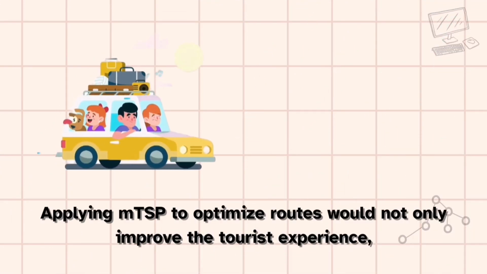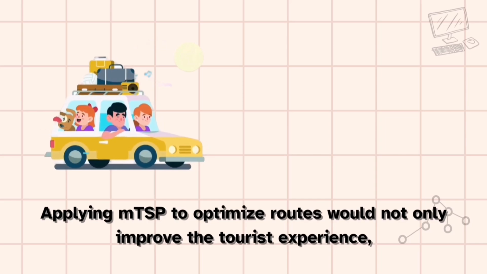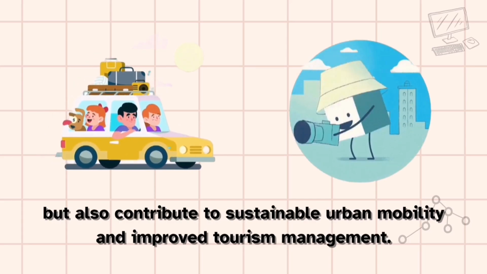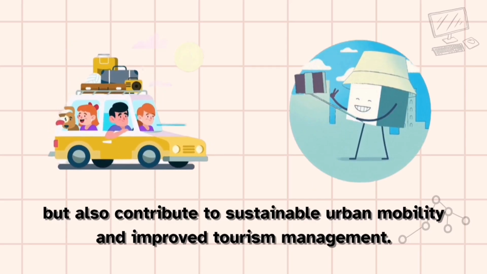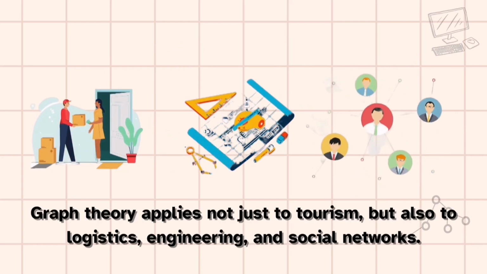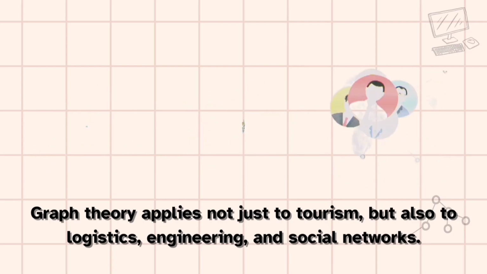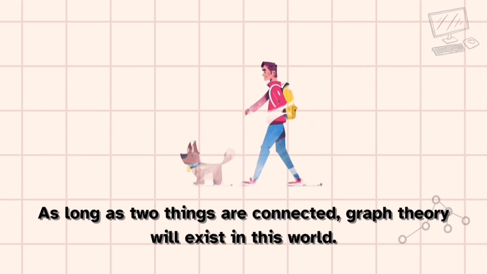Applying the multiple traveling salesman problem to optimize routes would not only improve the tourist experience, but also contribute to sustainable urban mobility and improve tourism management. Graph Theory applies not just to tourism, but also to logistics, engineering, and social networks. As long as two things are connected, Graph Theory will exist in this world.